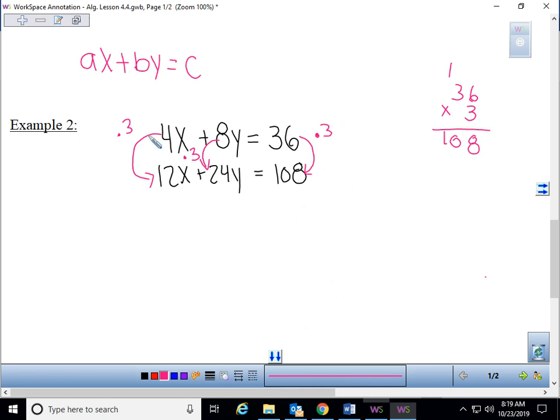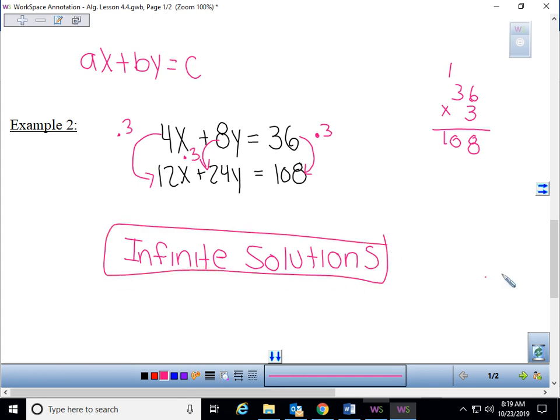Well, right here, because I had to multiply every term by the same exact number, what that means is that these are actually the same equation. And if these are the same equation, that means it'll be an infinite solution. But you might not trust that. This might seem hard to wrap your brain around, so let's show you the other ways that you can get the same exact answer.